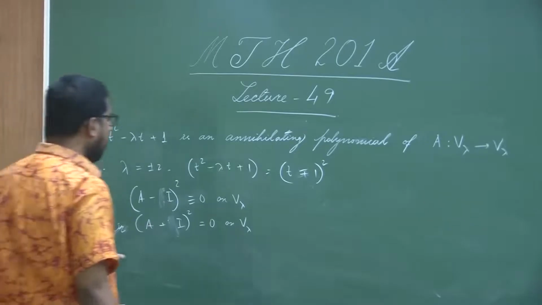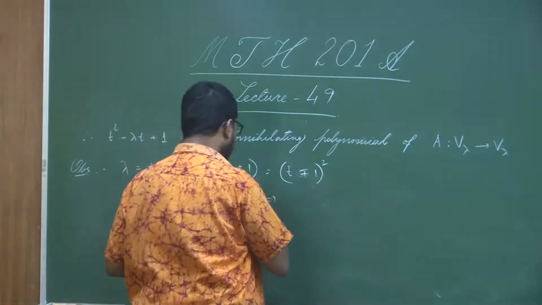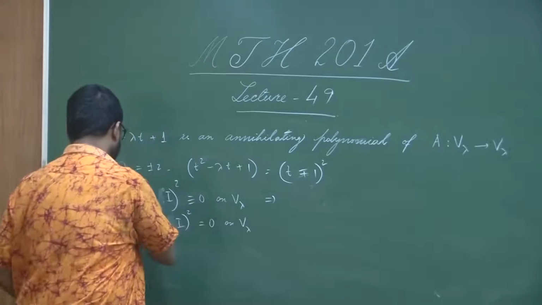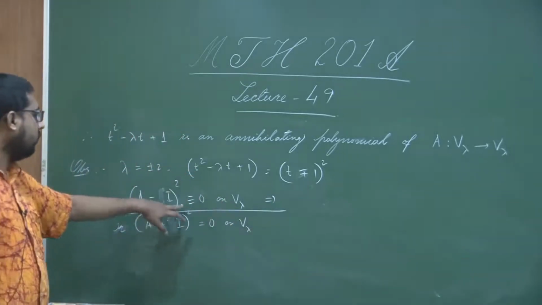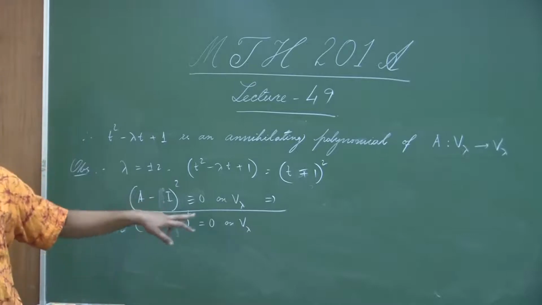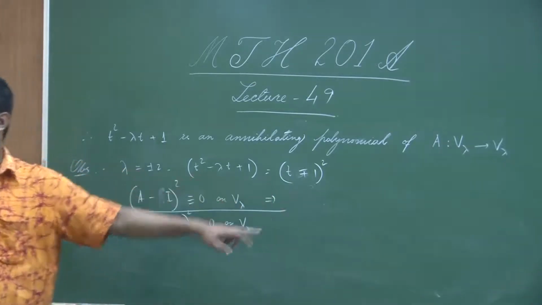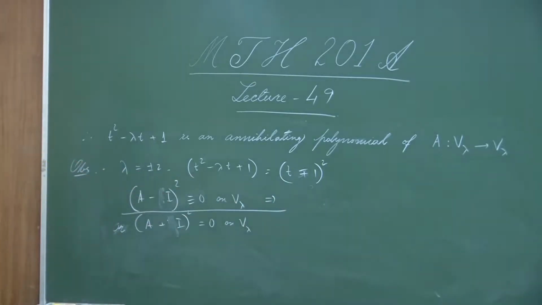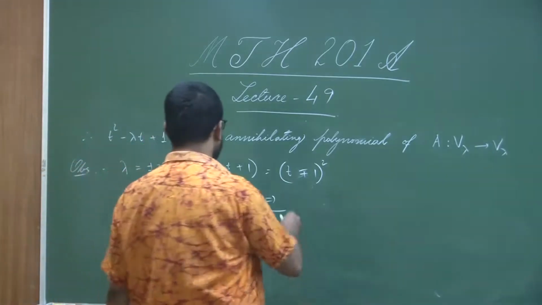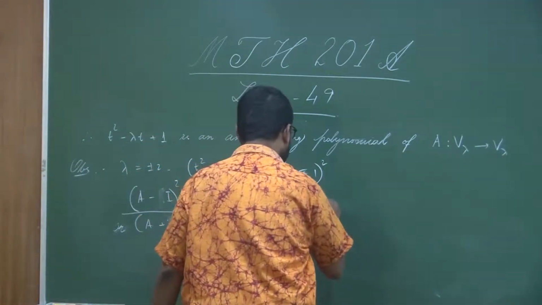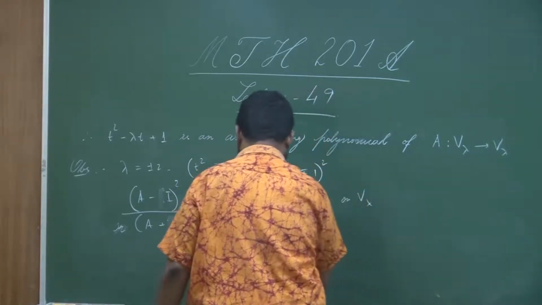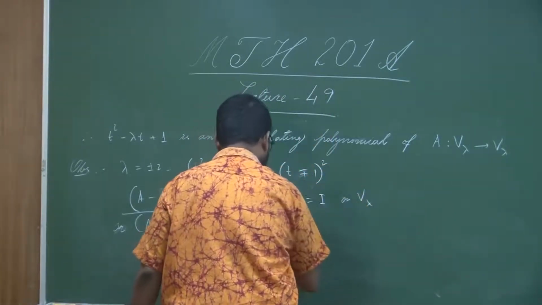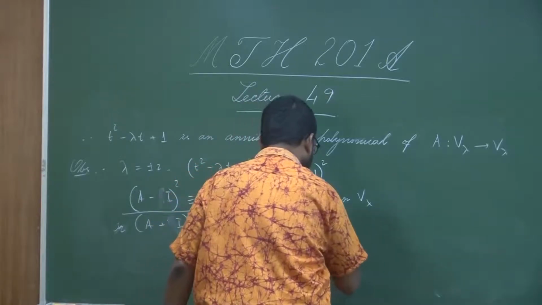Since A is normal, therefore, if we differentiate two cases, in the first case every vector in V lambda will be an eigenvector with eigenvalue lambda. So in this case we see A is identity on V lambda, or in the second case we see A is minus identity on V lambda.